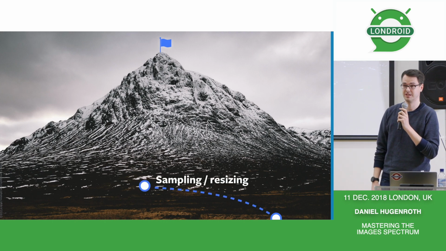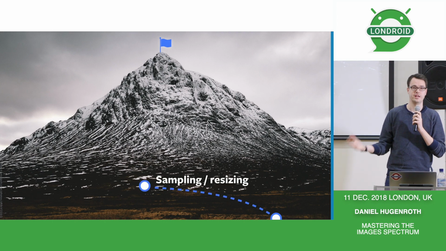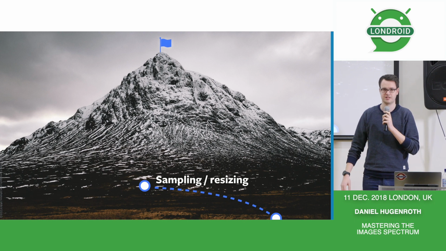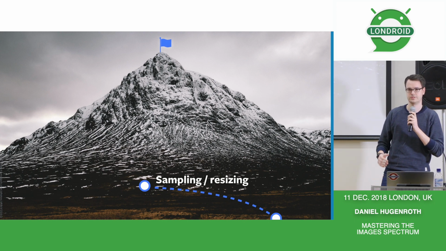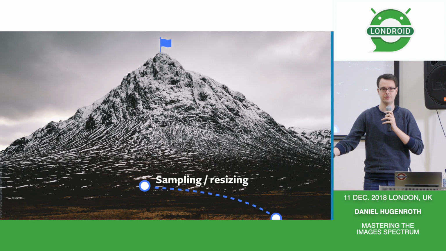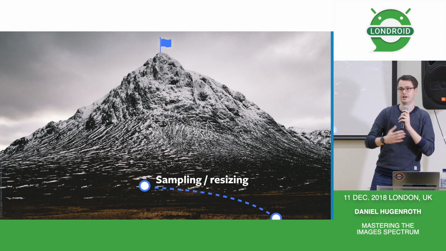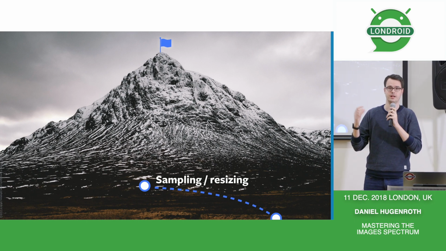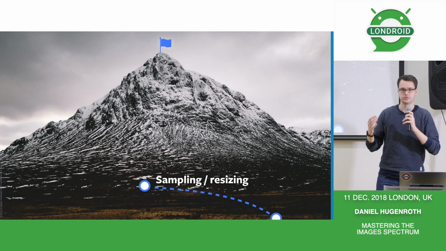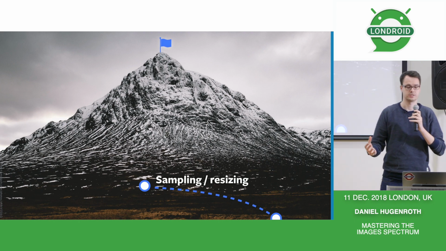First thing we mentioned is we need to sample and resize that image. And Android gives us the choice to subsample the image while we decode, or do precise resizing where we need a second bitmap on the heap. So finding the right balance here can be challenging.